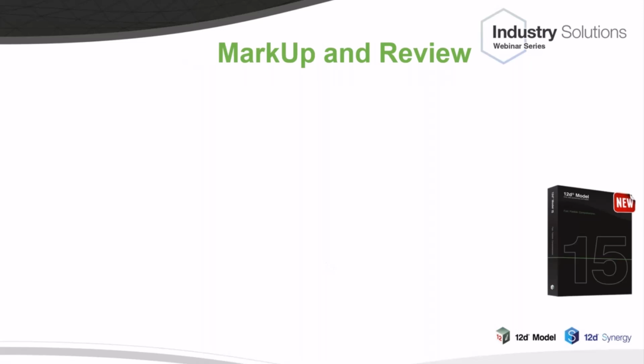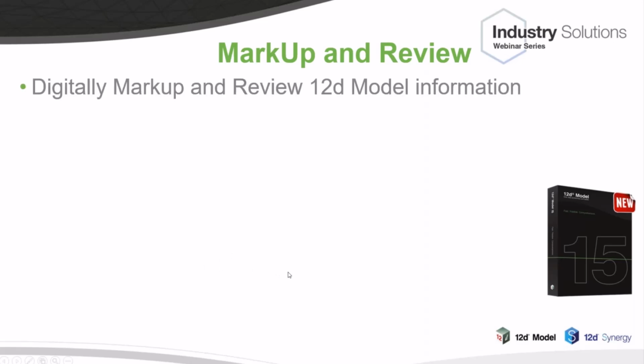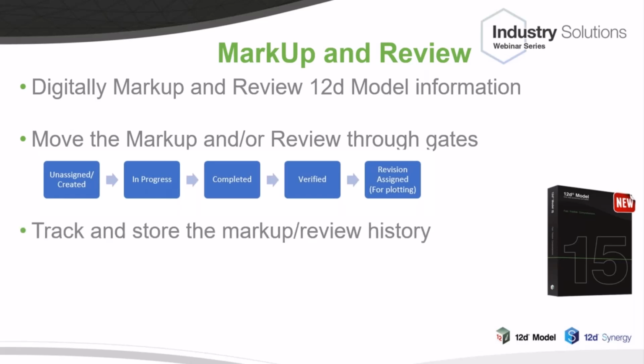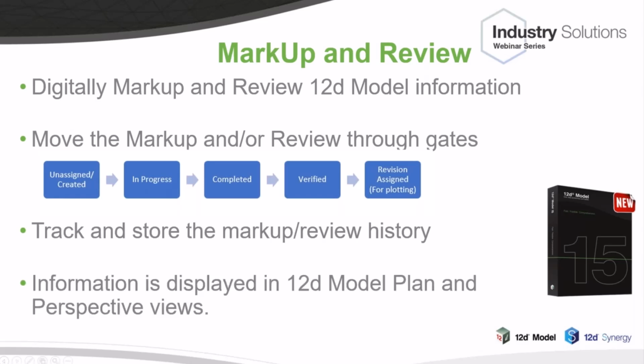Now this one here is probably our final one that's only in the very last version we've put out. It's called Markup and Review. I'll just go through this in a bit of detail because people have been asking for things like this for a while. It's for doing digital markup and reviewing in 12D Model and staying in 12D Model. You can go through the various process and review gates for progress, completed, verified, and then revision for plotting. And you can start tracks and store that markup review history for other uses. It's all displayed in 12D Model plan and perspective views, so you don't have to worry about some other sort of file.